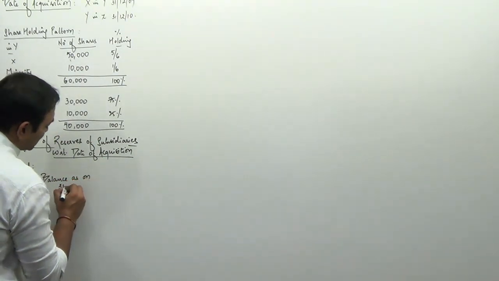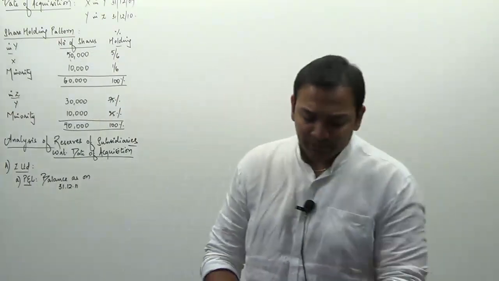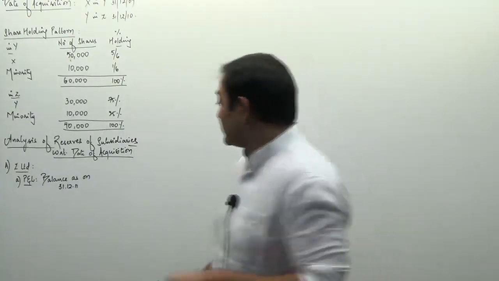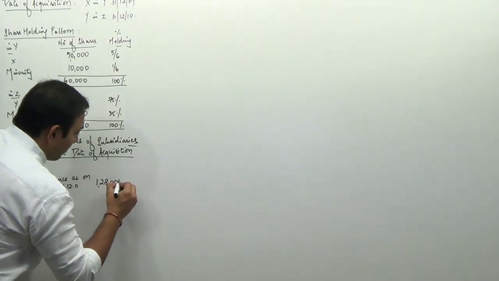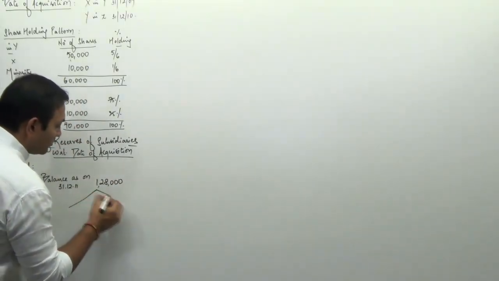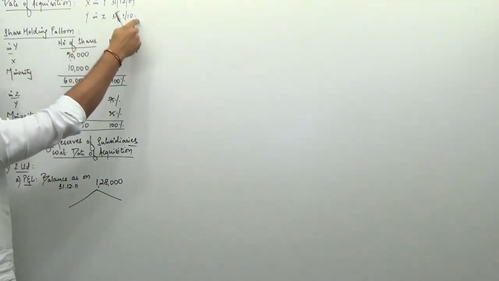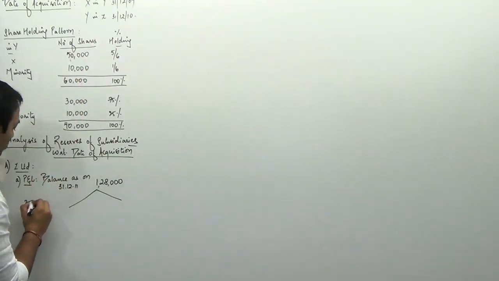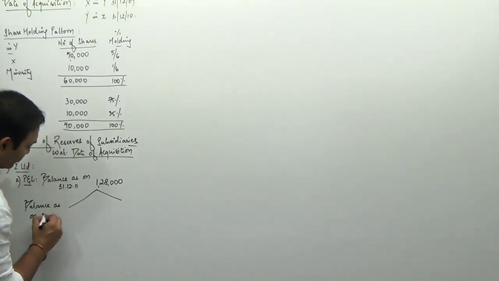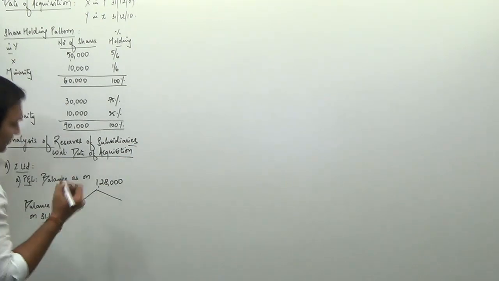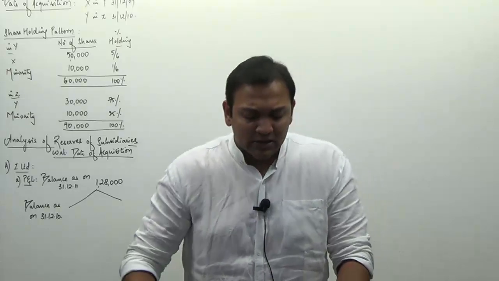Balance as on 31st December 2011, the balance sheet date balance. Check balance sheet. P&L balance is 1,28,000. What is the date of acquisition in Z? Y in Z, 31st December 2010. Balance as on 31st December 2010. Check 31st December 2010 in Z Limited at P&L column.